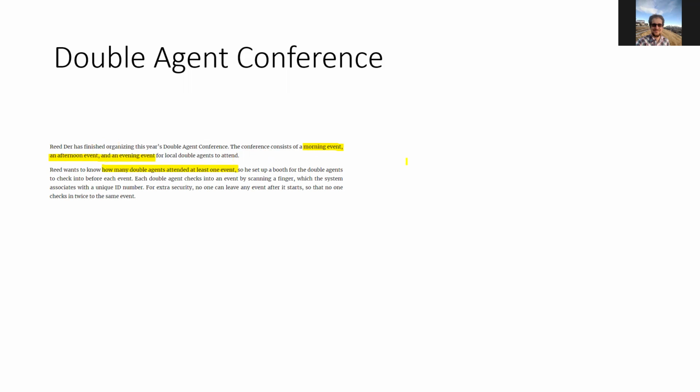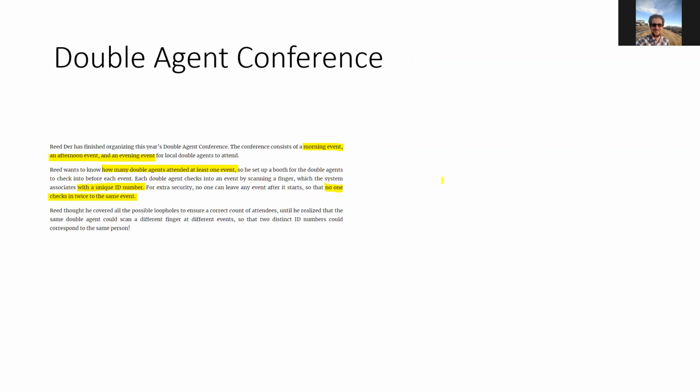And so the way that this person Reader figures it out is by having a check-in booth for each event. The way that the double agents check in is they scan a finger, and there's this system that associates their finger with a unique ID number. And importantly, no one can leave after the event starts, so that no one checks in twice to the same event. So for each particular event, you have this list of ID numbers, and we know for sure that all of the ID numbers will correspond to different people because nobody checked in twice to the same event.